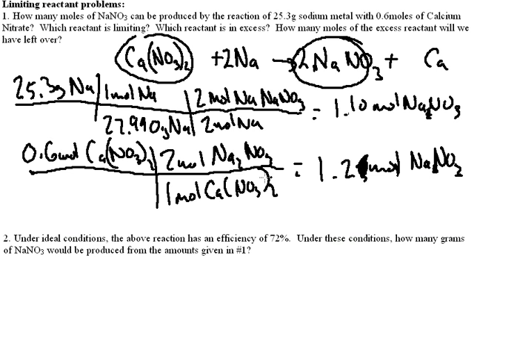So what's holding us back here? It looks like our limiting reagent is our sodium. With this much sodium, we can only produce 1.10 moles. If I have 0.6 moles of calcium nitrate, I can produce more of it, but it looks like we run out of sodium first. So I'm going to stop this one here, and then we'll look at how to figure out which one's in excess. Well, we just found out which one's in excess. We're going to find out how many moles of excess reactant we'll have left over.